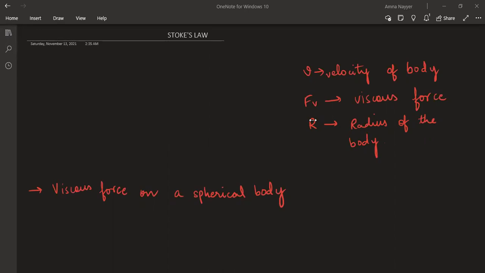Yes, ma'am. So we started with hydrodynamics. In hydrodynamics, now a fluid begins the motion. So when the fluid is in motion, what happens is viscous force will be applied. It means a frictional force will be applied in the opposite direction.